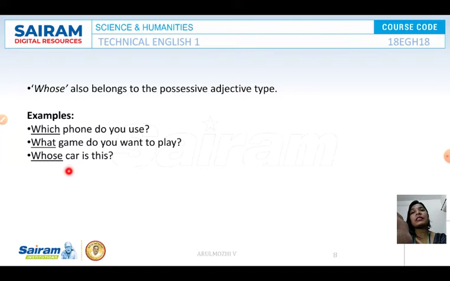When the car is described by whose, this becomes an interrogative adjective. But if you avoid the car and ask the question, whose is this? That is not an interrogative adjective, because an interrogative adjective must be followed by a noun. I hope this is clear to you.